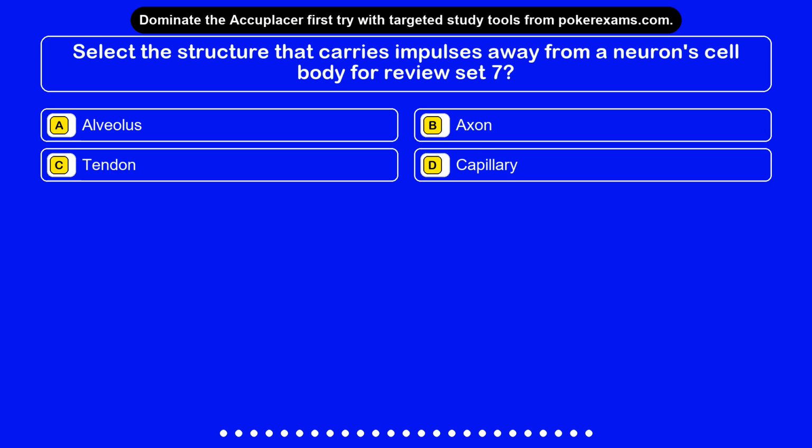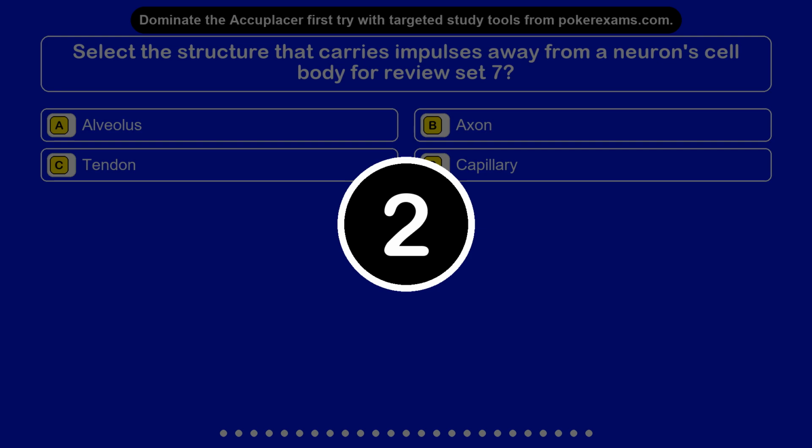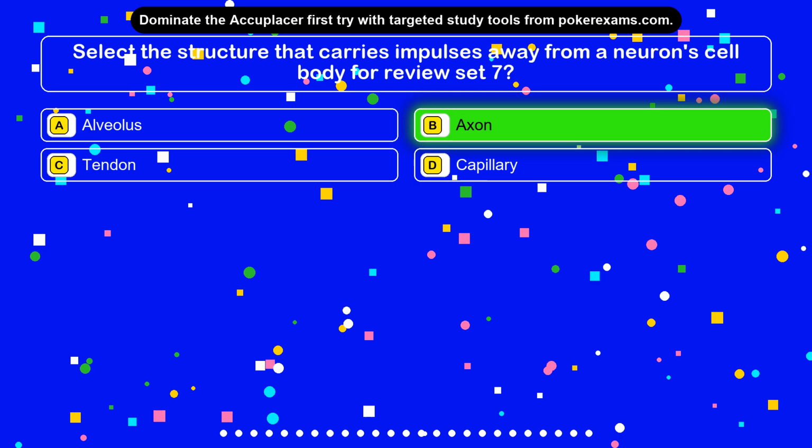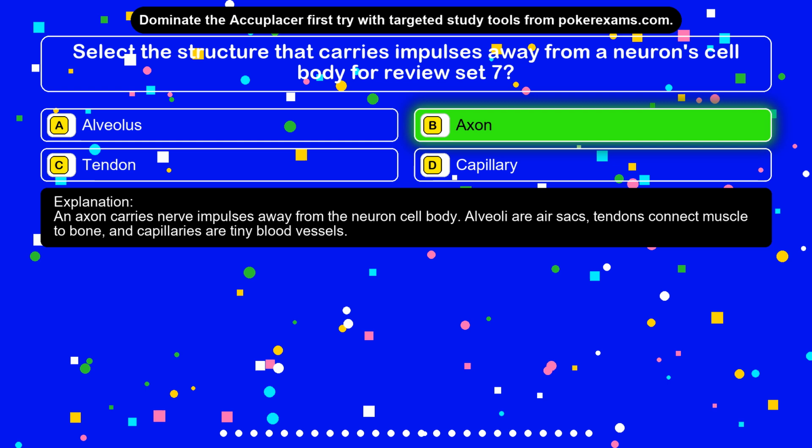Question 24. Select the structure that carries impulses away from a neuron's cell body for review set 7. Option A, alveolus. Option B, axon. Option C, tendon. Option D, capillary. The correct answer is option B, axon. An axon carries nerve impulses away from the neuron cell body. Alveoli are air sacs, tendons connect muscle to bone, and capillaries are tiny blood vessels.